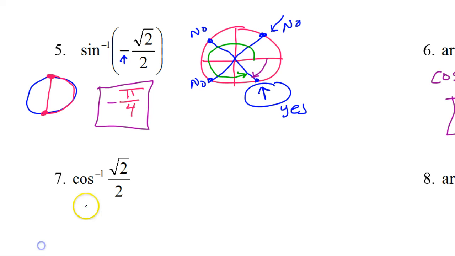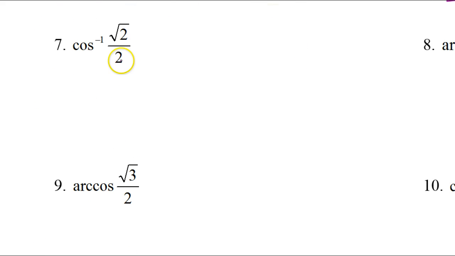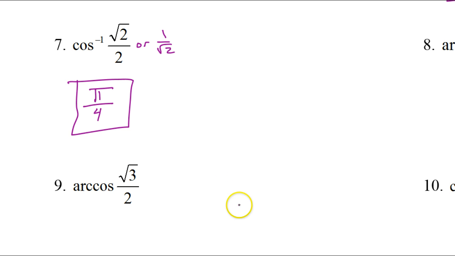Okay, number 7. Inverse cosine is an angle. It's the angle whose cosine is radical 2 over 2. Right away you should be thinking pi over 4. Alright, the cosine of pi over 4 is radical 2 over 2, which is the same thing as 1 over radical 2. And that is within the zone that's defined for cosine. So that's it.